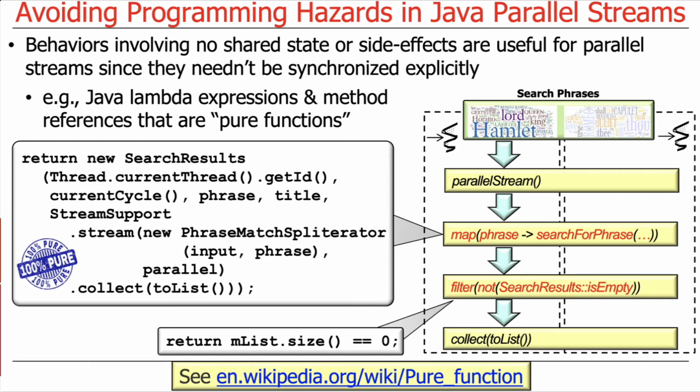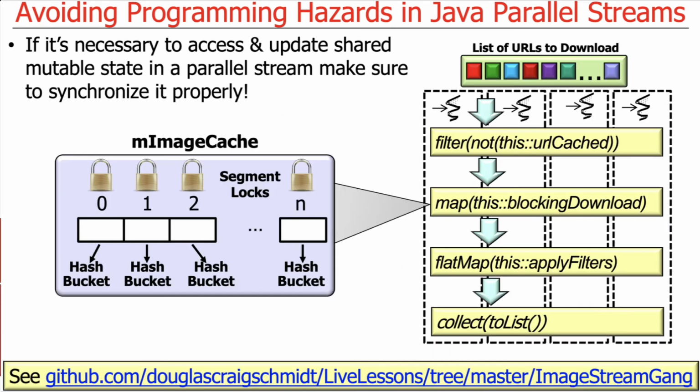Here's a simple example. This is an example that we'll talk about. This is the example from the search stream gang program where we're going to create a search results object. And if you look carefully here, you'll see that there's no side effects. Everything that's done in here is a 100% pure function. And all that means is that it has no side effects. It doesn't rely on anything external to it. Everything is self-contained within the context of that particular function. That's the search for phrase function. Down here we can see the isEmpty function or method, and that just checks to see if the size is 0. Once again, completely self-contained, no side effects whatsoever.